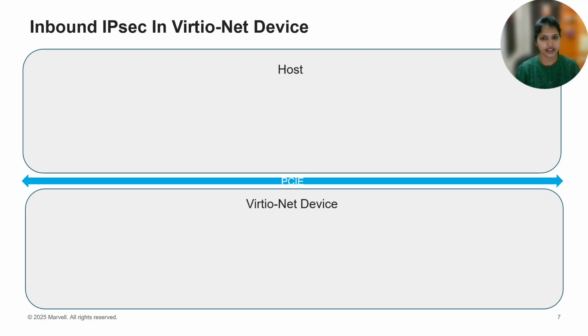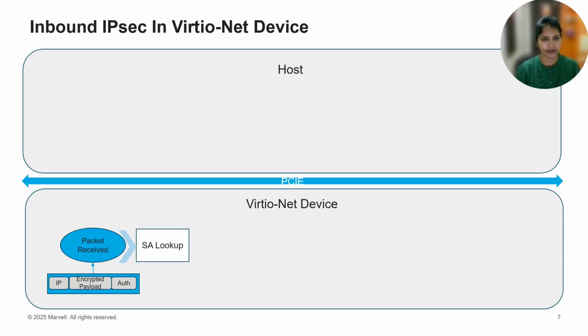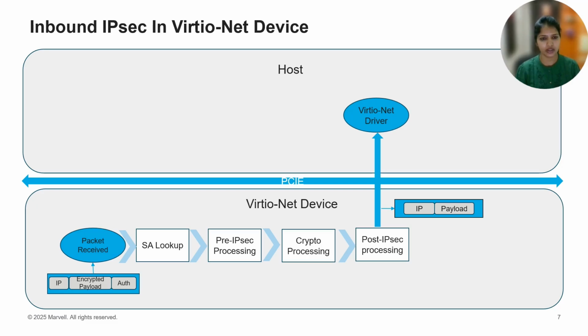In the accelerated case, the virtio-net device takes on the responsibility of IPsec processing. Here is how it works. The virtio-net device receives the encrypted IPsec packet from the network. Then the device performs the entire IPsec processing, including decryption and authentication. This involves SA lookup, decrypting the packet payload, and verifying the integrity check value. After processing, the virtio-net device passes the plain packet to the host via the PCIe slot. Host then can proceed directly with L3 processing.